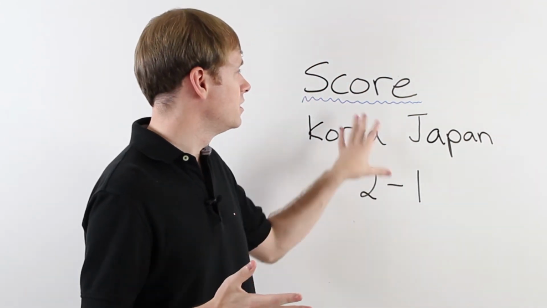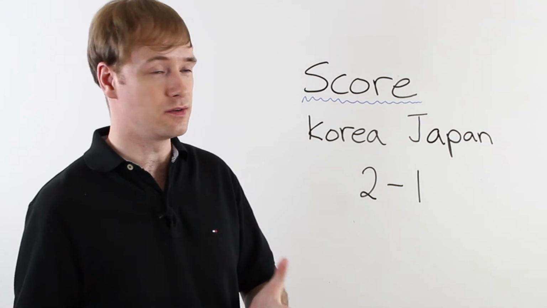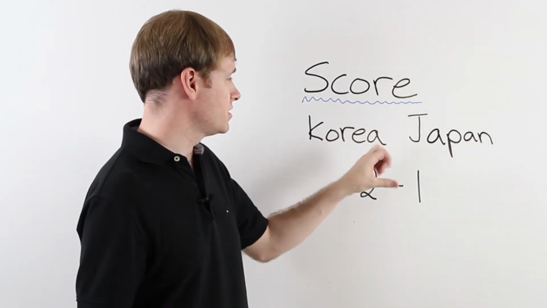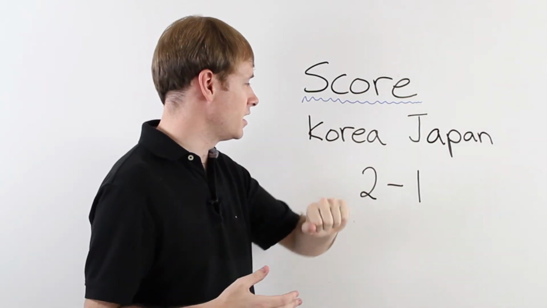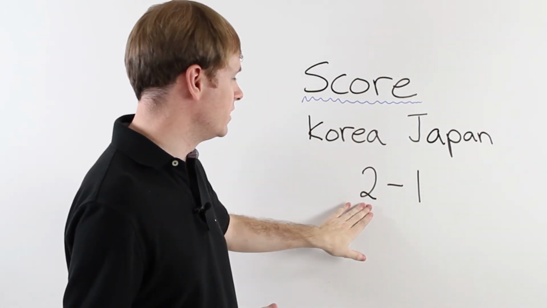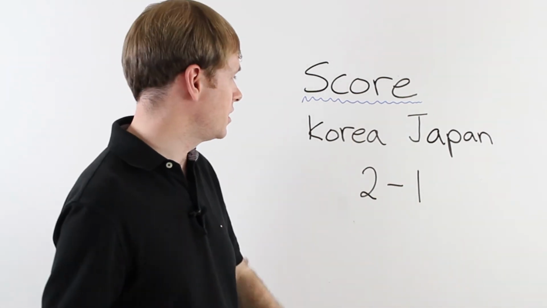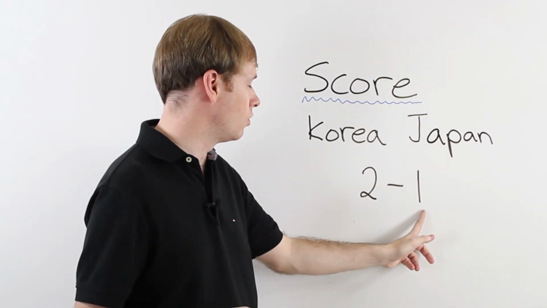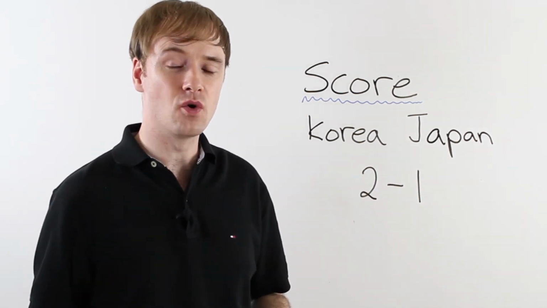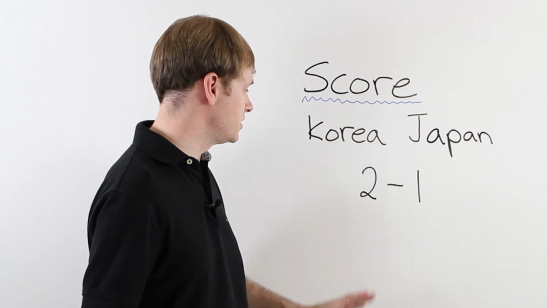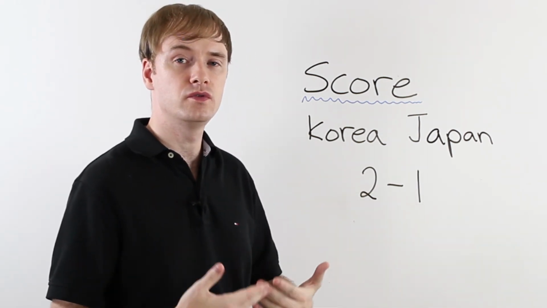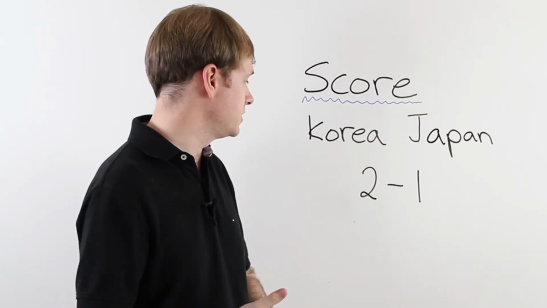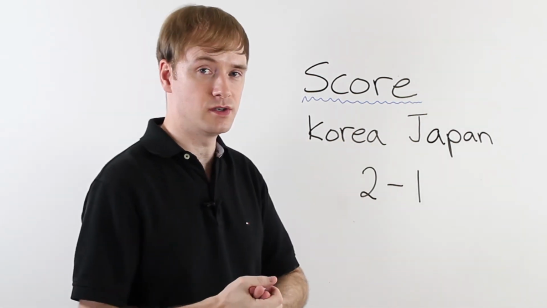Before we end this video, I just want to talk about expressing scores, okay, in a game. So here is a soccer game between Korea and Japan, and Korea wins. They have 2 goals, and Japan only has 1 goal. So what's the score? You would just say the same, 2-1. All right? That's easy. So that's how you would express a score.